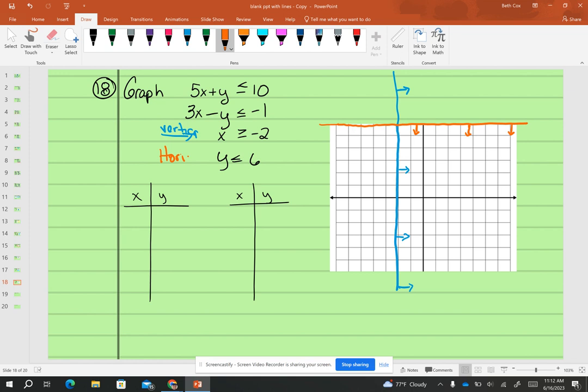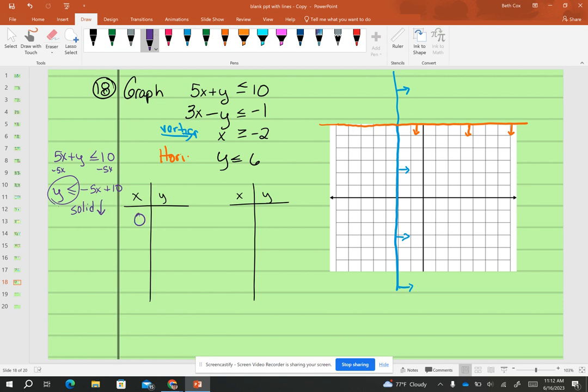Now the other 2 lines, we need to make them say y equals. We'll do a little work now. For the first one, which says 5x plus y is less than or equal to 10, I need it to say y equals, so we'll subtract the 5x on both sides. I have y less than or equal to negative 5x plus 10. It's solid, and I'm going to shade down.